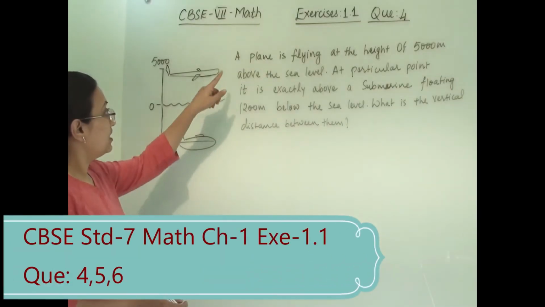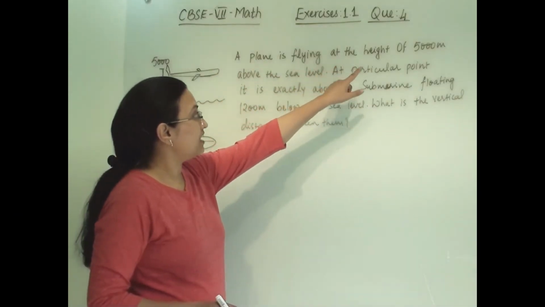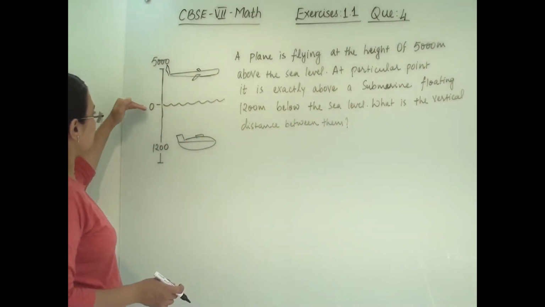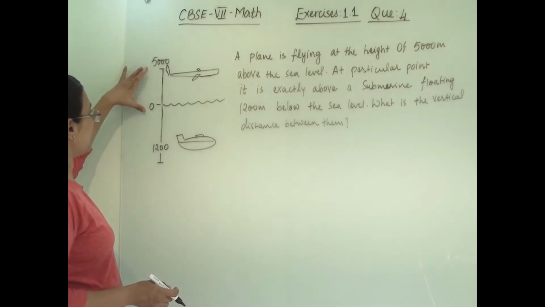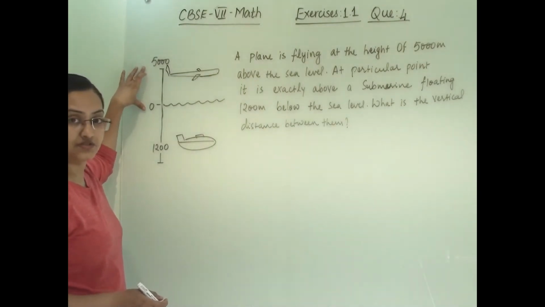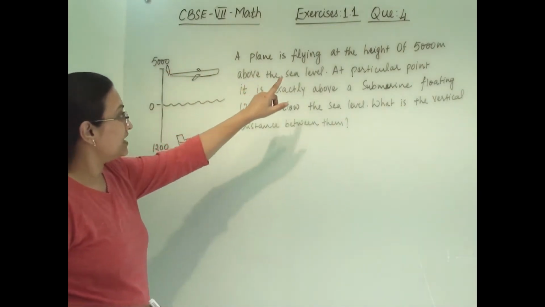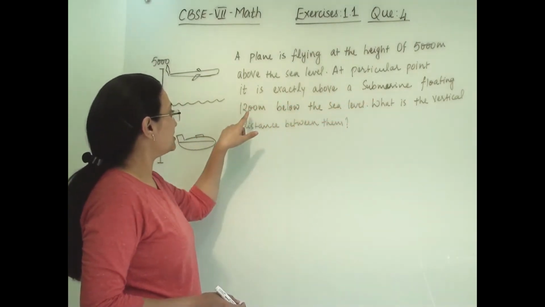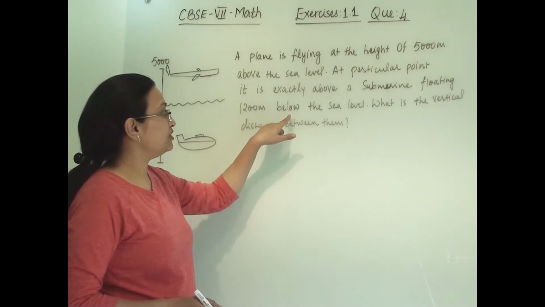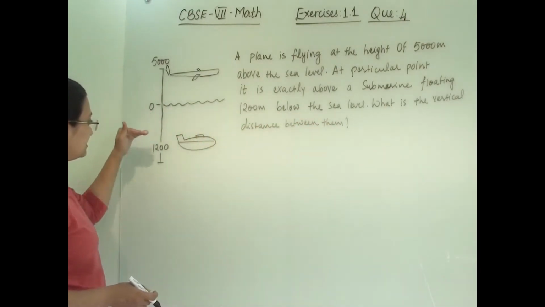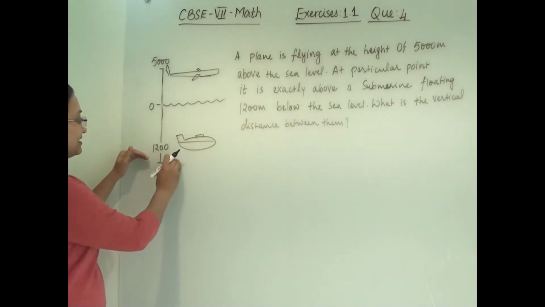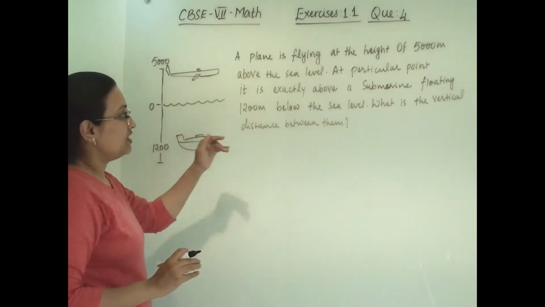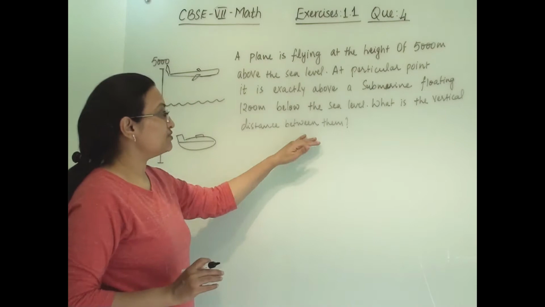Fourth question. A plane is flying at the height of 5000 meter above the sea level. At a particular point it is exactly above a submarine floating 1200 meter below the sea level. What is the vertical distance between them?